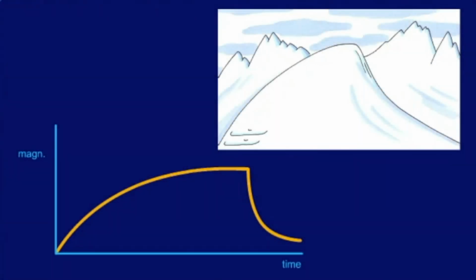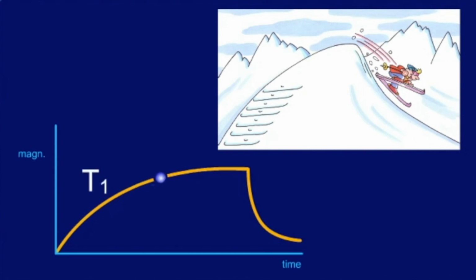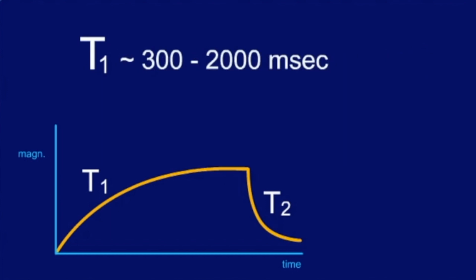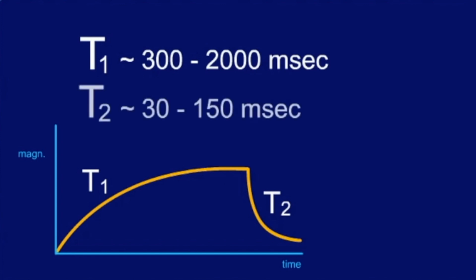At the end of our last section, we already learned that it takes longer to climb a mountain than to ski down it, which means that T1 is normally longer than T2. Just to give you an idea, T1 is about 2 to 10 times as long as T2. Or in absolute terms, in biological tissues, T1 is about 300 to 2000 milliseconds, and T2 is about 30 to 150 milliseconds.